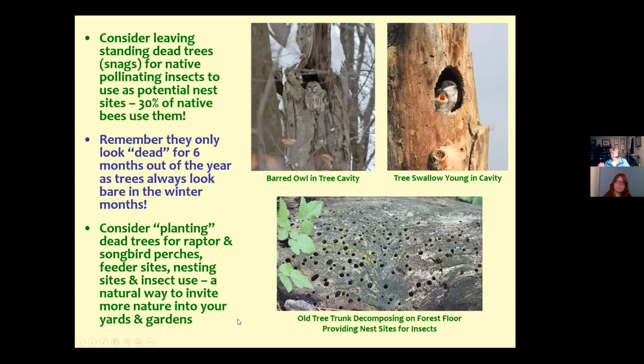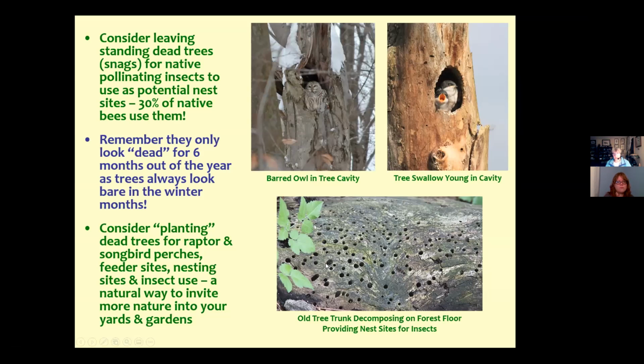It also provides areas where other insects, such as some of our butterflies that overwinter as adult butterflies, can hide up underneath the bark of those dead trees. So it's really, really excellent habitat. And again, you can plant those dead trees and you can use them for a variety of uses.